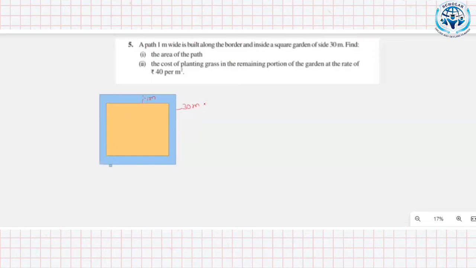Now we will again find the area of the larger square shown and the smaller square. Then we will subtract to find the area of the path. If the side of the square or the length and breadth of the rectangle are given and the path is to be built inside it, then we will subtract. If the path is to be built outside, then we will add.